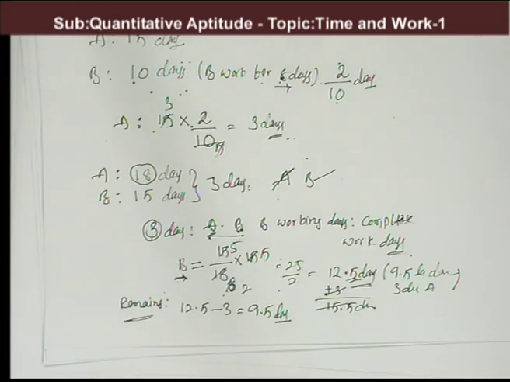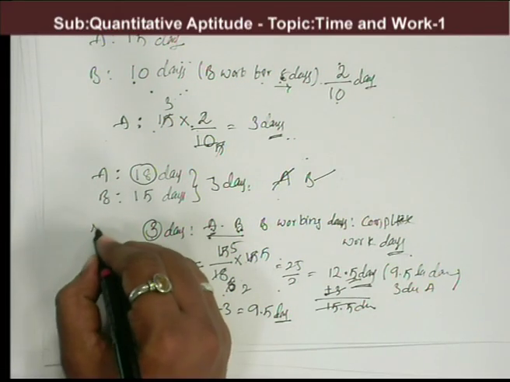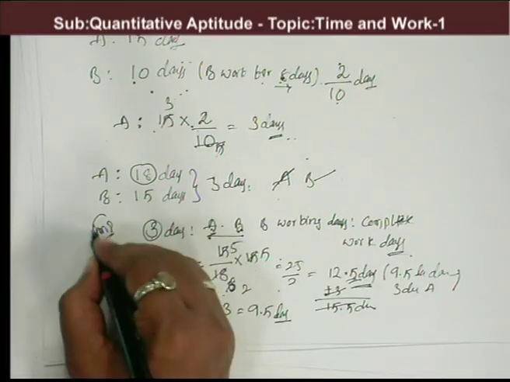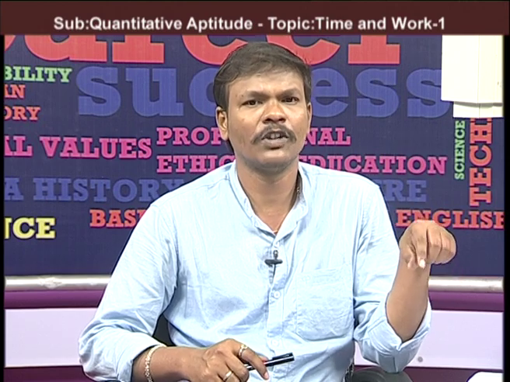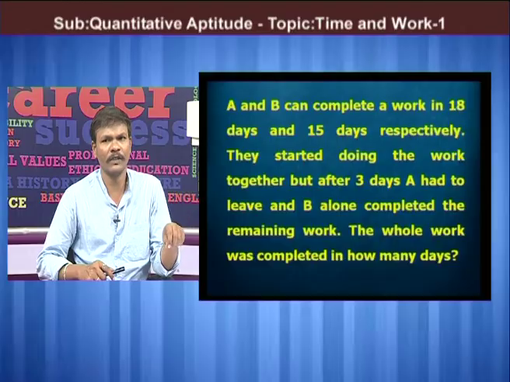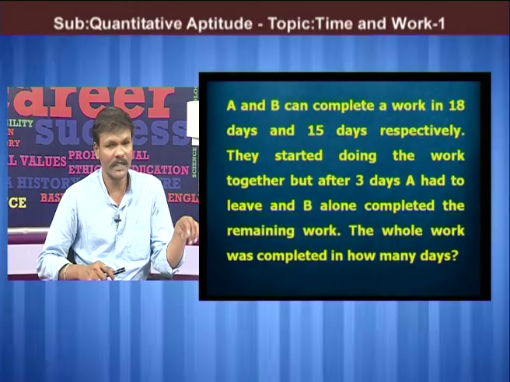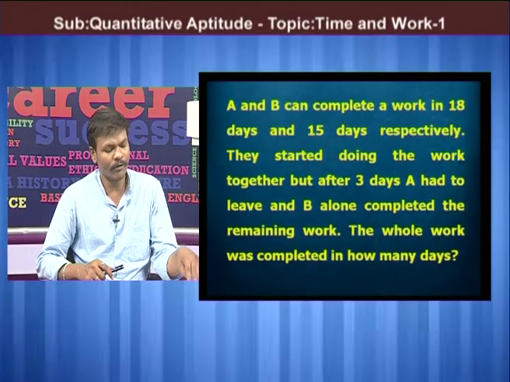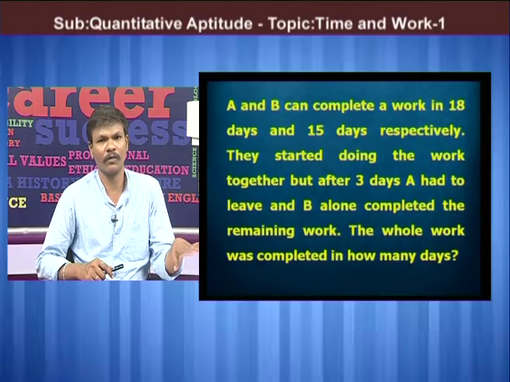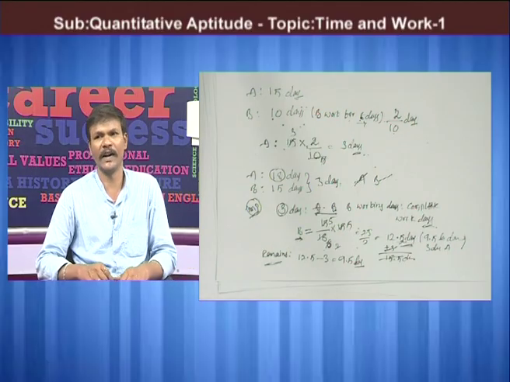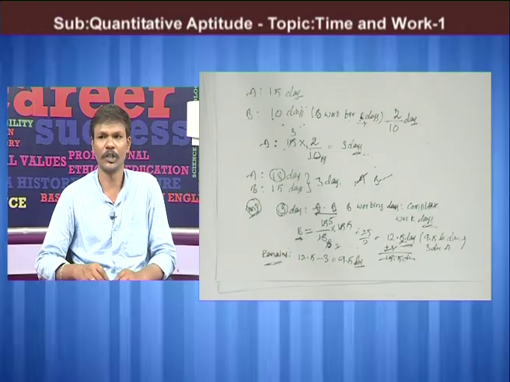So, this is the question. This is also an important and very tricky question. You have to remember, when A and B started together, who left the job? A left the job. So first you have to find out how much A completed, how much work he left, and the remaining work is completed by B. The value of B is our answer, that is, the work will be completed in 12.5 days. Okay, very simple question, right.